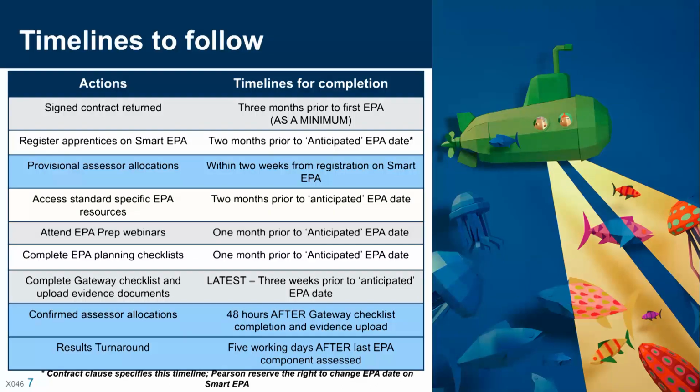So we will make provisional allocations, and that happens 2 weeks from the date that you register the apprentices on Smart EPA. When you register the apprentices, you are also able to access any standard-specific EPA resources. In fact, even prior to registering your apprentices, when you get a user access account on Smart EPA, you should be able to access all of the resources for the specific EPA that you're delivering. And again, we recommend that you do this at least 2 months prior to the anticipated EPA date.